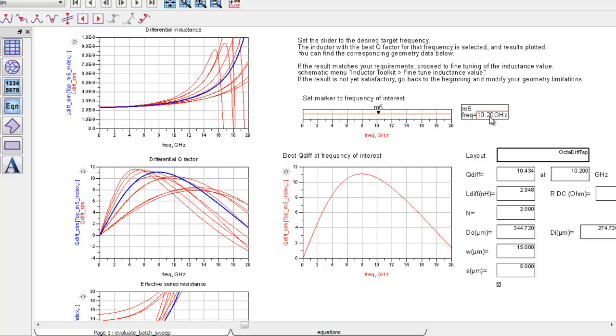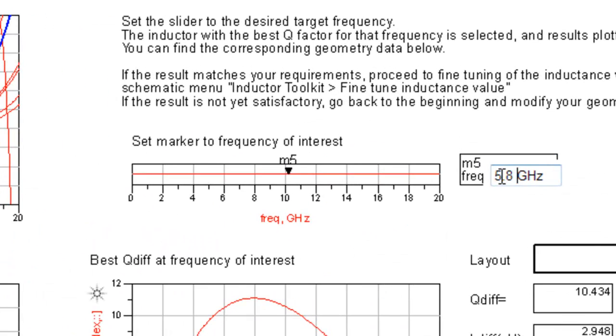In our case, we wanted 5.8 gigahertz. So we just enter 5.8 and find one inductor which is performing best.